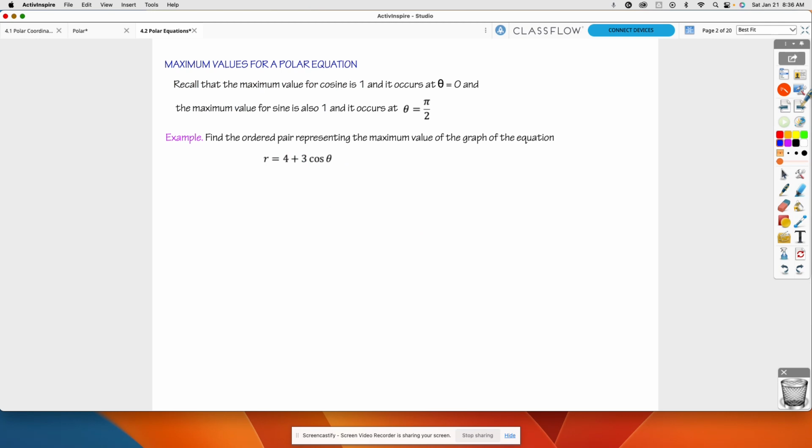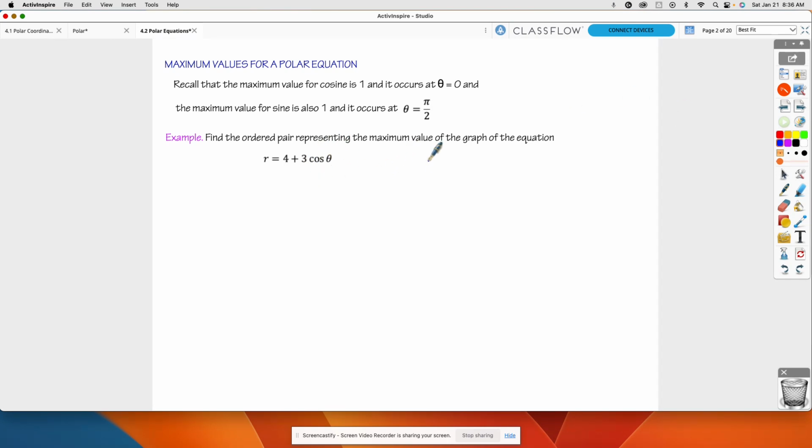Now this second one is finding the maximum values for a polar equation. Now recall that for both sine and cosine, the maximum value is equal to 1. For the cosine function, the maximum value occurs when theta is equal to 0. And the maximum value for sine occurs when theta is equal to pi over 2. Okay? So let's have an example.